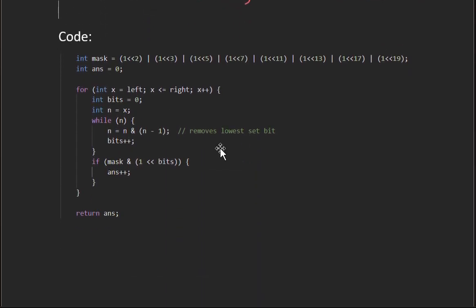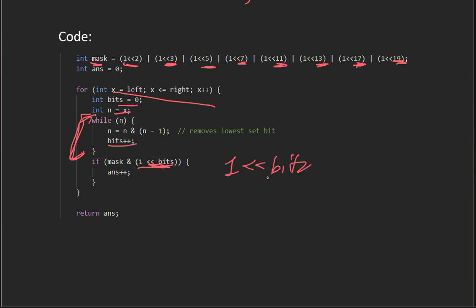So let's see first how we make the mask. In the mask we are marking every prime number's bit as 1. Then we iterate from left to right, counting the number of bits. Here we have used the faster approach. Then we get the count of bits, left shift 1 by the number of bits, and do an AND operation with our mask. If this result is non-zero, then we increase our answer, and at the end we return our answer.